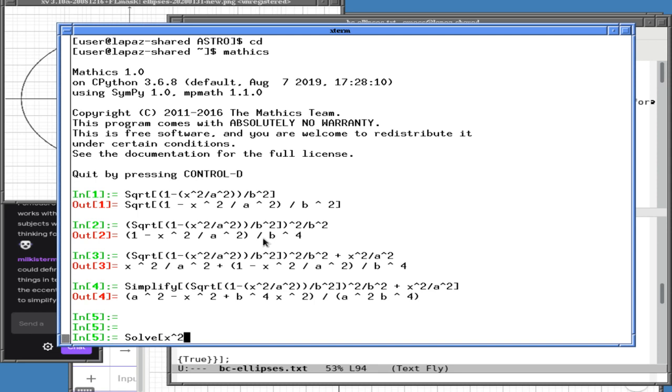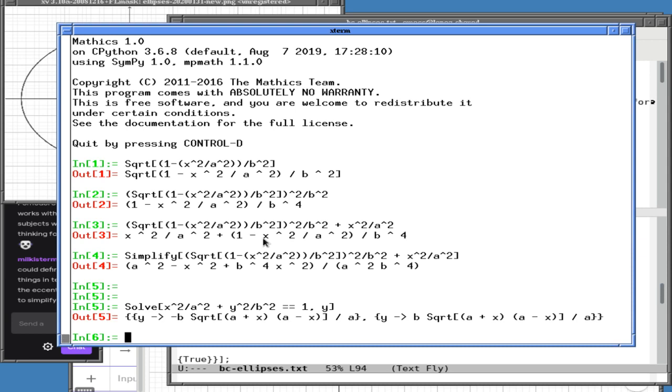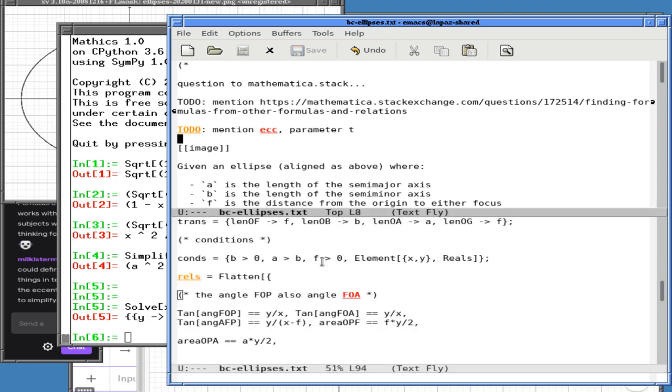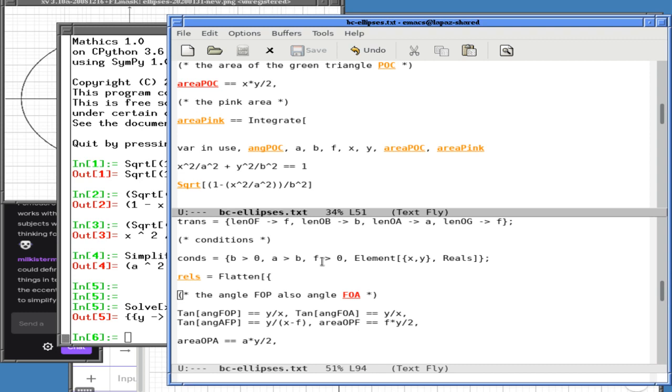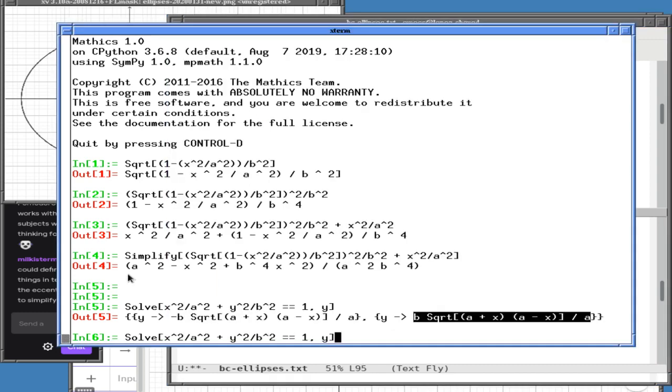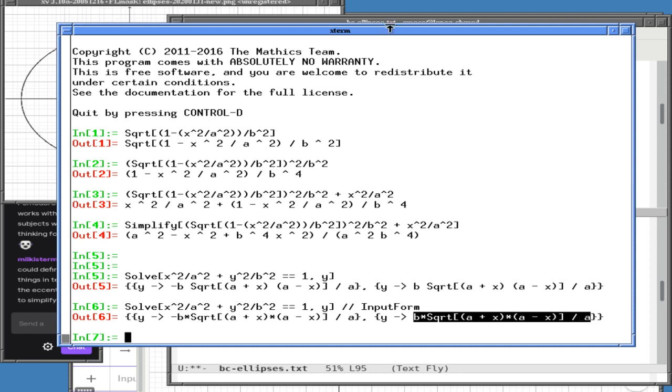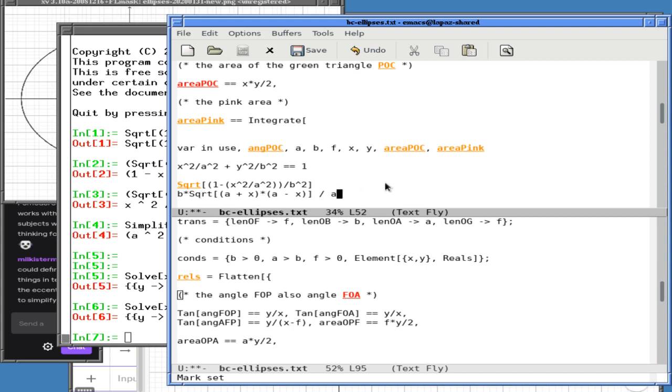X squared over a squared plus y squared over b squared equals 1, solve that for y. And there are two answers, obviously, that I can accept. And this is the one we want. So I guess it is really this bad. Okay, let me put that down here next to what we have. And let me see if I can be really crazy and ask it to do an input form for me. Ooh, shiny. It actually did that. Is that the same thing?